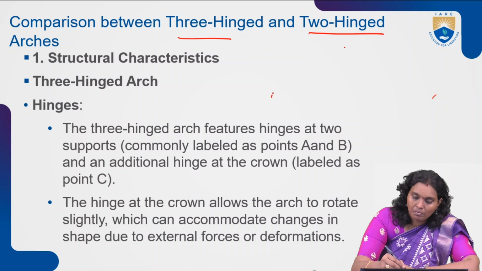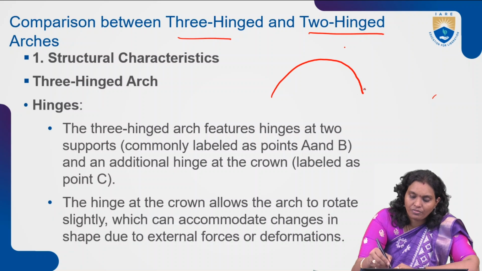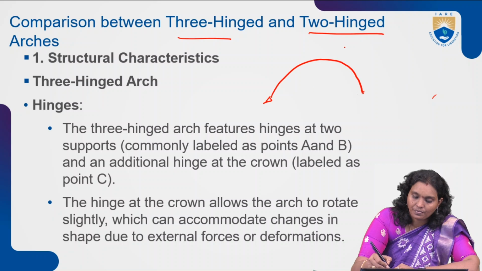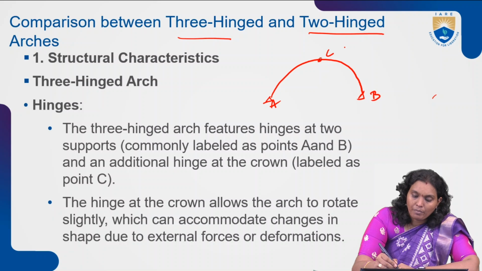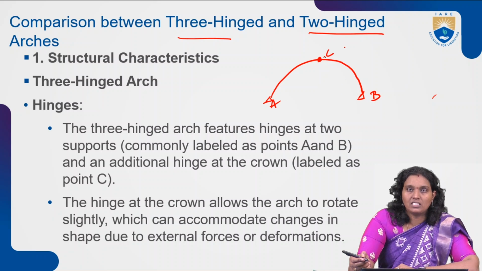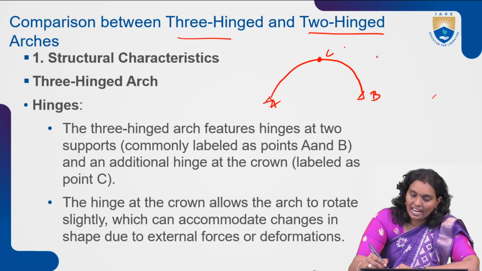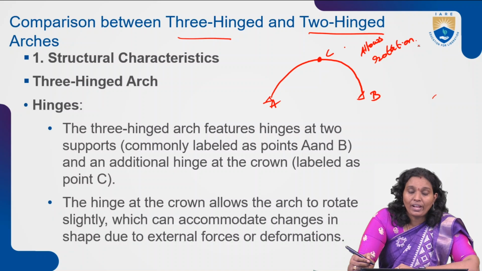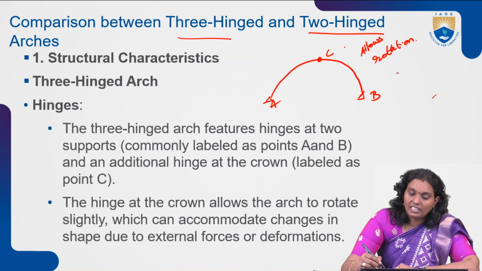For example, because of these three-hinged arches, here also there, so this is A, B, C. Because of this third hinge, it allows the arch to rotate slightly. It allows the rotation, which can accommodate changes in their shape.